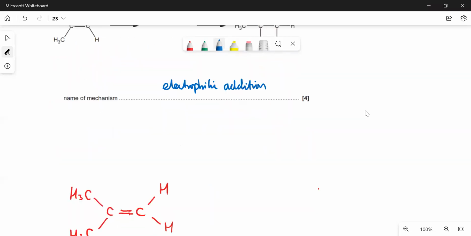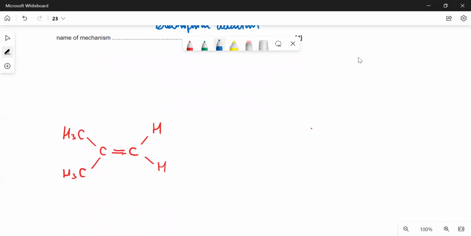Right, let's write down the mechanism then. Okay, so we get HBr. We want all dipoles on this, so we're going to have a delta positive on the hydrogen, because the bromine is going to be delta negative. Bromine is more electronegative than hydrogen. The first step in the mechanism is for the pair of electrons in the pi bond to move onto the hydrogen, and the pair of electrons in the hydrogen bromine bond breaks and they both go to the bromine. Okay, that is going to give us the following intermediate.